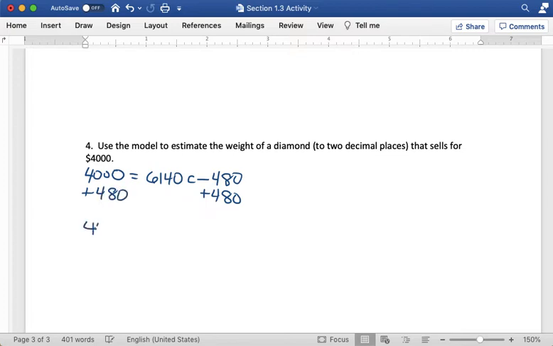So solve this equation for C by adding 480 to both sides. I get 4,480 equals 6,140C. And lastly, divide both sides. And I get a value for C, rounding to 2 decimal places, of 0.73 carats.